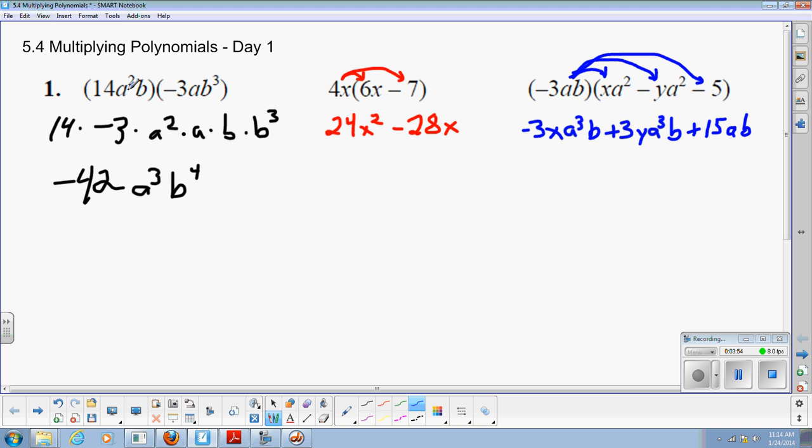So monomial times monomial, multiply those things that are alike and similar together, same bases. Distribute monomial to binomial or trinomial. If you have any questions, please ask me. All right, let's move to the next page.